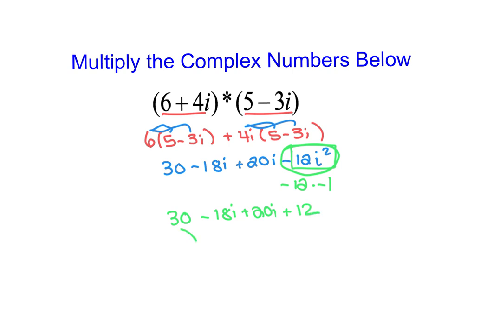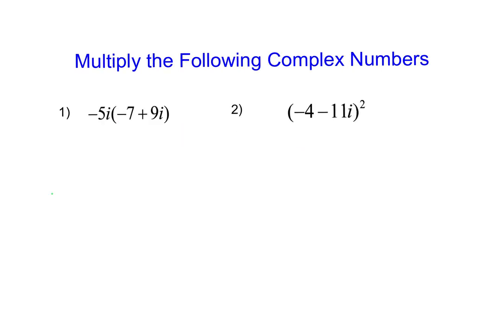And now from here we can combine like terms. 30 plus 12, that's going to be 42. And then we have negative 18i plus 20i, which is a positive 2i. And so now at this point we've distributed and we've added together all our like terms. And two final examples here.